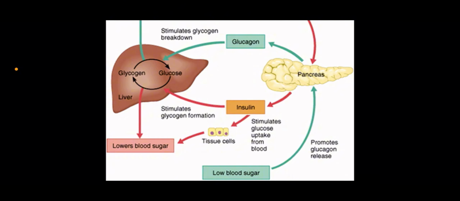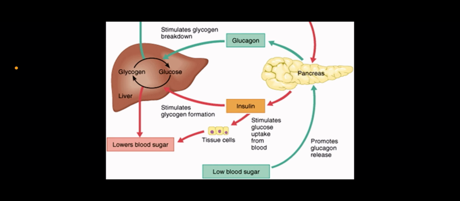A low blood glucose concentration will promote glucagon release from the pancreas, and it targets only the liver cells. Nothing else is targeted by glucagon, only the liver cells. Now, what does it do? Glucagon binds to the receptors on the cell surface membrane of the target liver cells.